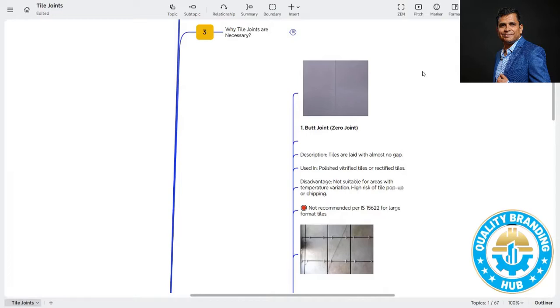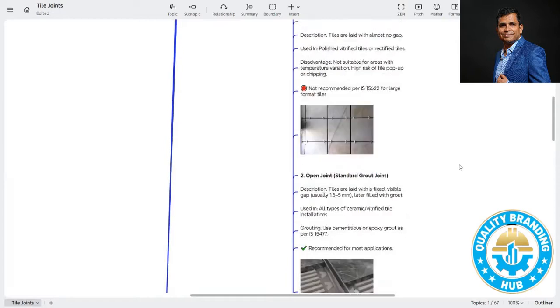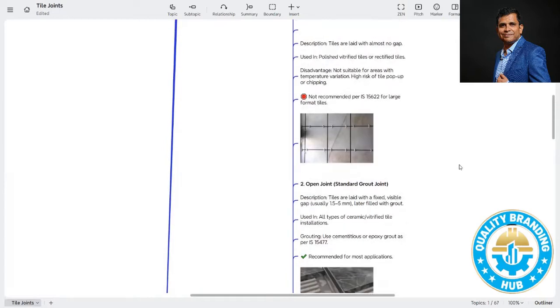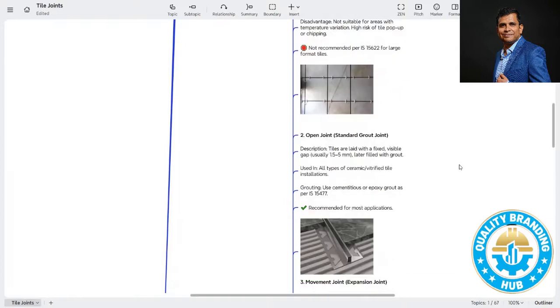The next is the open joint or the standard grout joint. These are the ones we are using in our projects and throughout the industry. The open joint is to be filled with grout, maybe cementitious grout or epoxy grout, whatever it is. Tiles are laid with fixed visible gaps, usually 1.5 to 5 mm, but the maximum we use is 2 to 3 mm. Later filled with grout, it is used in all types of ceramic and vitrified tile installation.